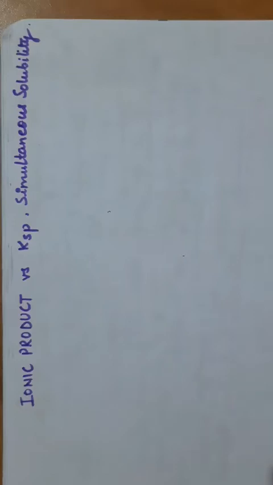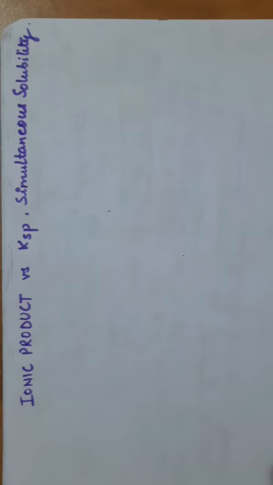Hello students. In the last session we discussed solubility and solubility product. We studied the relation between solubility and solubility product for different types of salts, the effect of common ion on the solubility of a salt, and we did some numericals based on these concepts. In today's session we will discuss ionic product versus KSP, that is solubility product, and simultaneous solubility.